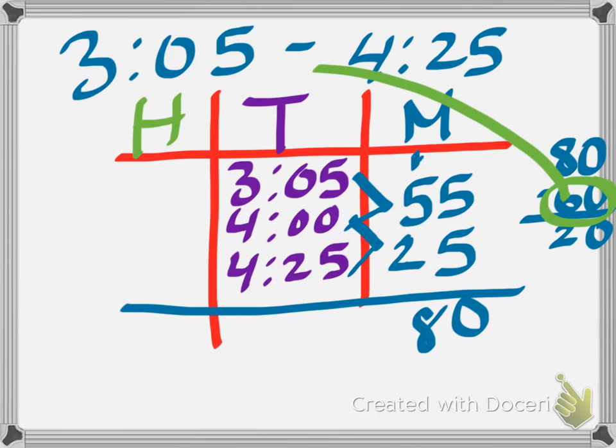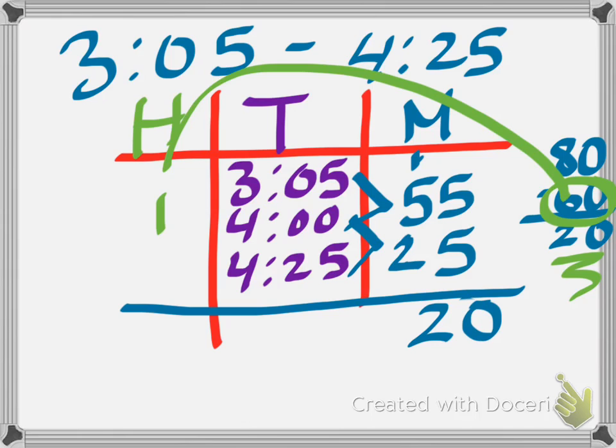So let's regroup it and bring it on over here. So we have 1 hour. And now after we regrouped that, we had 20 minutes left. So now that is what we need to put back over in our minutes column. So we have our elapsed time from 3:05 to 4:25 is 1 hour and 20 minutes.